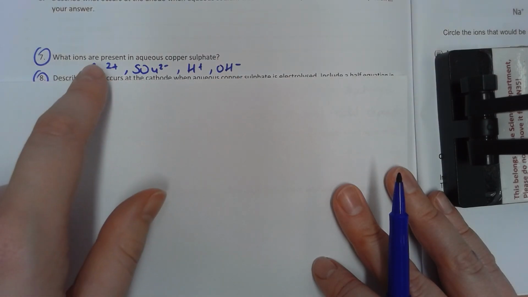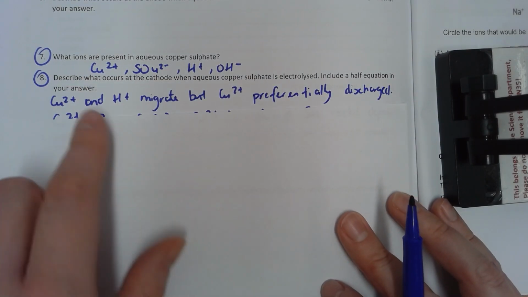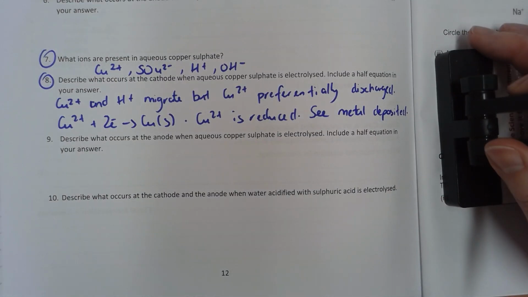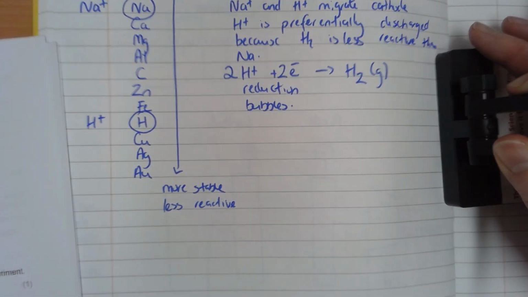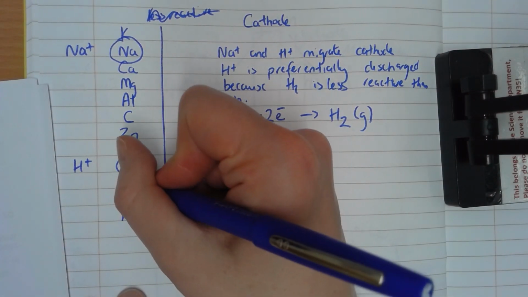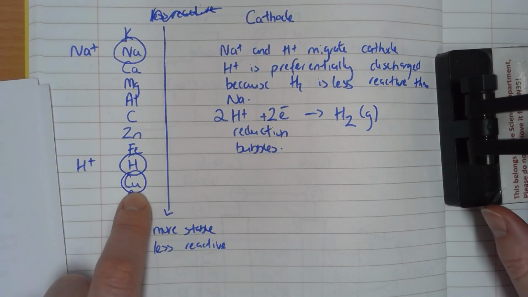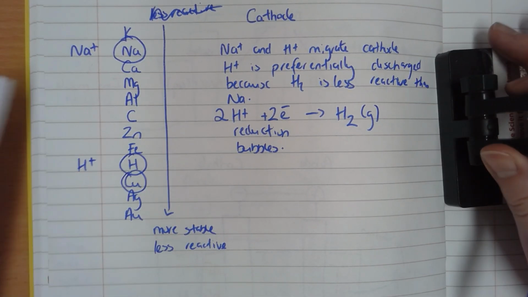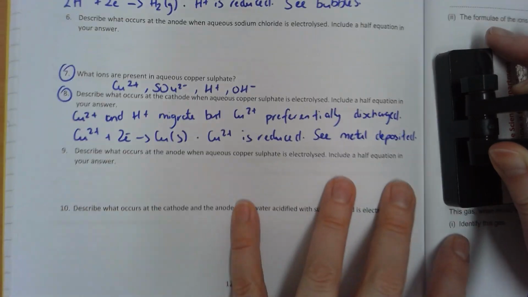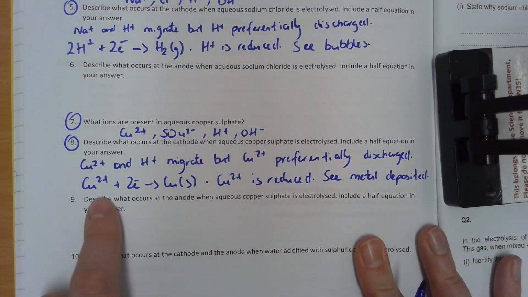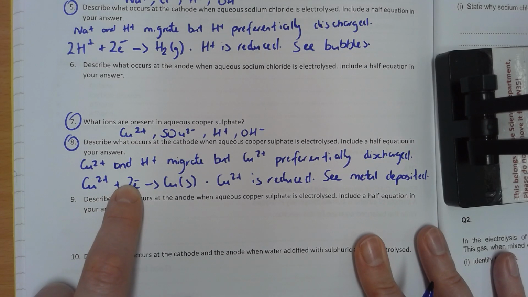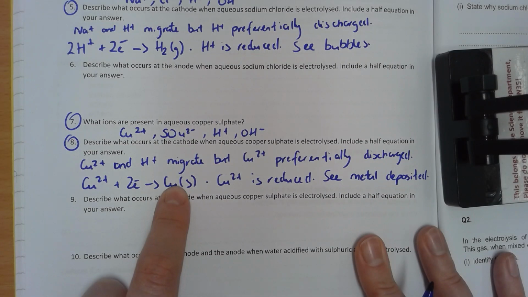So at the cathode, again, the positive ions are going to migrate there, Cu2 plus and H plus, but Cu2 plus is going to preferentially discharge. If I just show you again my reactivity series, you'll see copper is lower than hydrogen. That means copper is the more stable, less reactive one, and that's the one that we are going to try to form. So if copper is forming, copper's got a 2 plus charge, that means it's lost 2 electrons.